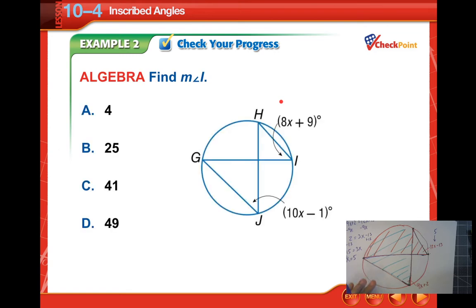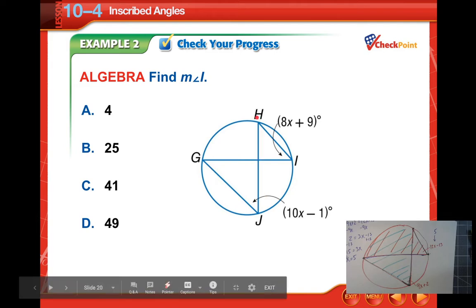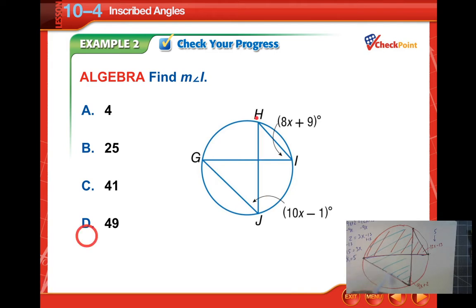Find measure of angle I. So I and J are both pointing at H to G. And so you see it, set them equal to each other, find X, plug it back in.